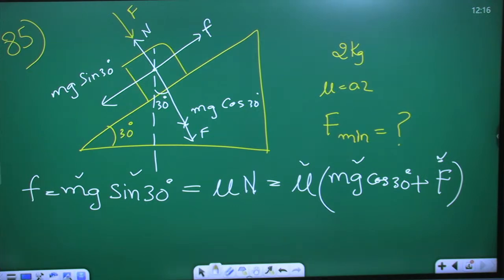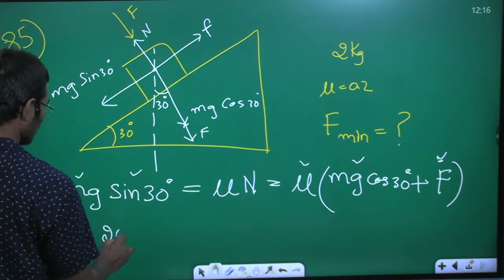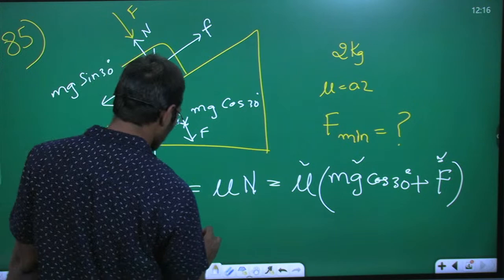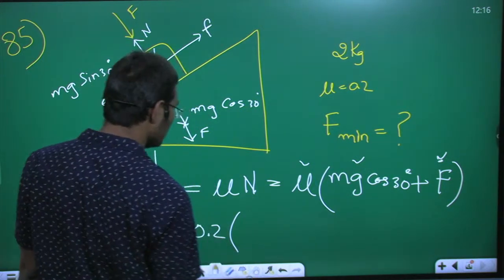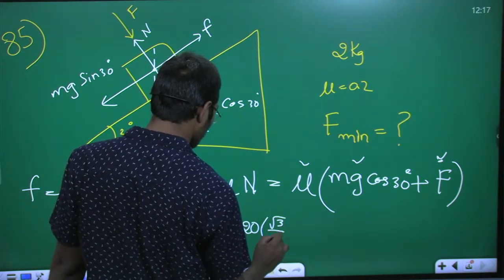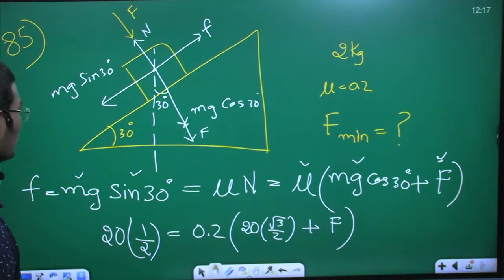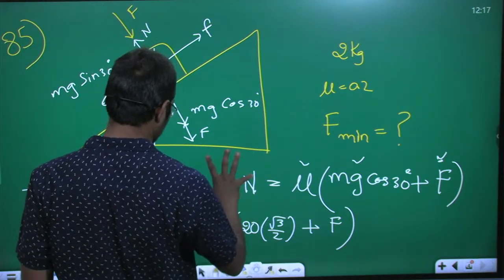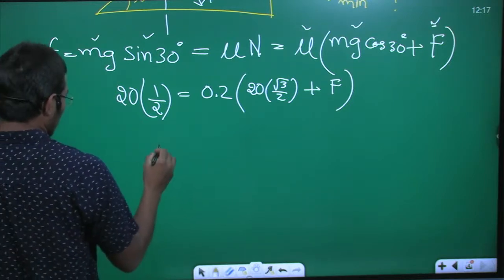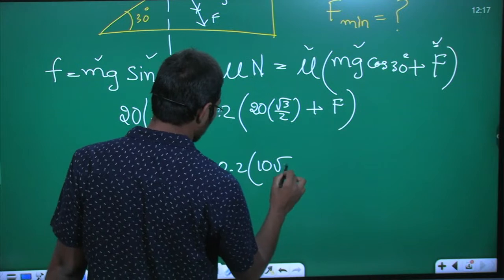Hope you have copied this question. So the weight is 20, taking g as 10, sin 30 is half, mu is equal to 0.2, mg again 20, cos 30 root 3 by 2 plus F. So try to solve and find F. So what do we get? 10 is equal to 0.2 into 10 root 3 plus F.